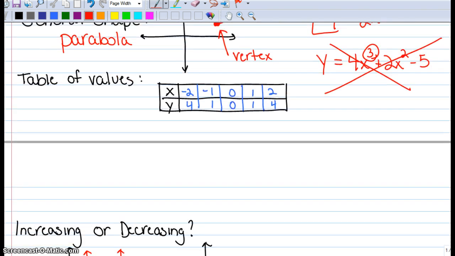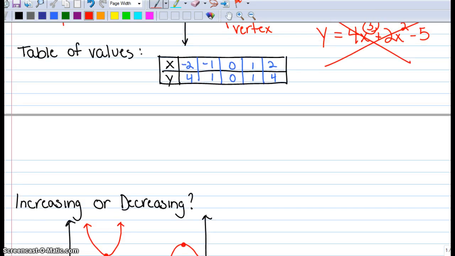The third way to tell if a function is quadratic is by looking at the table of values. So what we will do is first find the differences of our y values by doing 1 minus 4, 0 minus 1, 1 minus 0, and then 4 minus 1. And you can see those values are all different. So we will continue to the second difference.